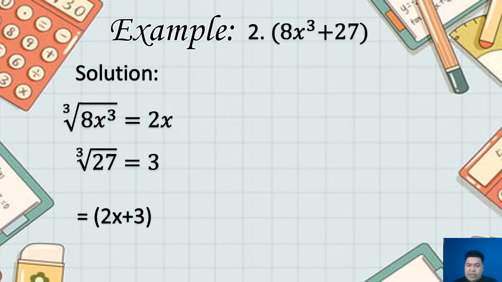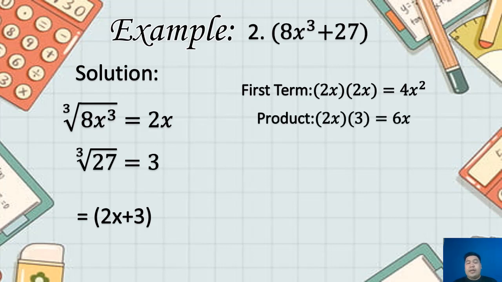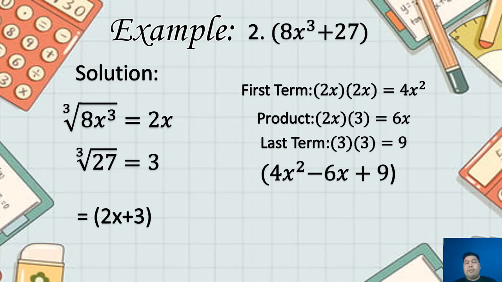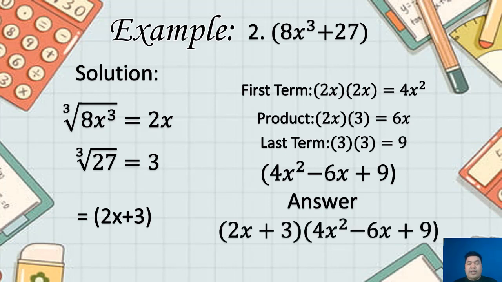The next step is the trinomial. Using the binomial, first we square the first term, which is 4x squared. Then to get the middle term, get the product of the first and the second, which is 6x. To get the last term, just square it, and it becomes 9. So our trinomial here is 4x squared minus 6x plus 9. Our final answer is to combine the binomial and the trinomial to get 2x plus 3 multiplied by 4x squared minus 6x plus 9.